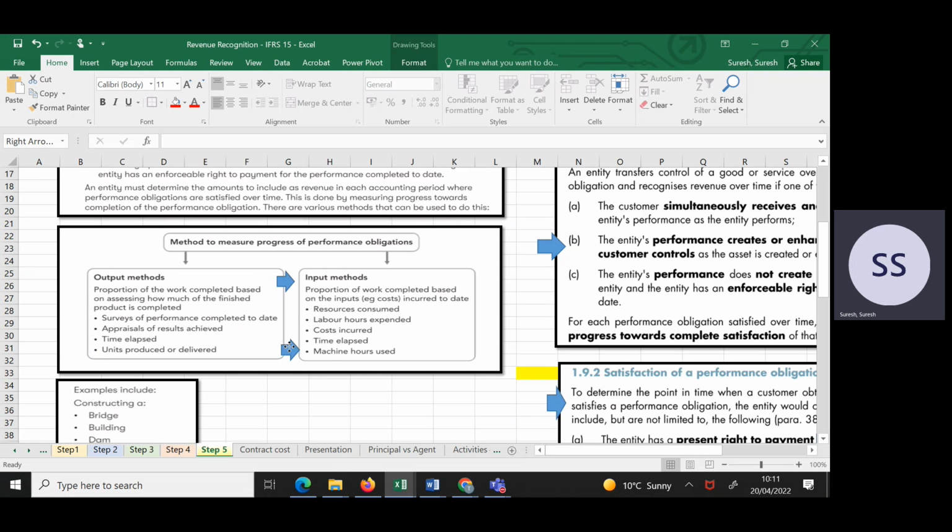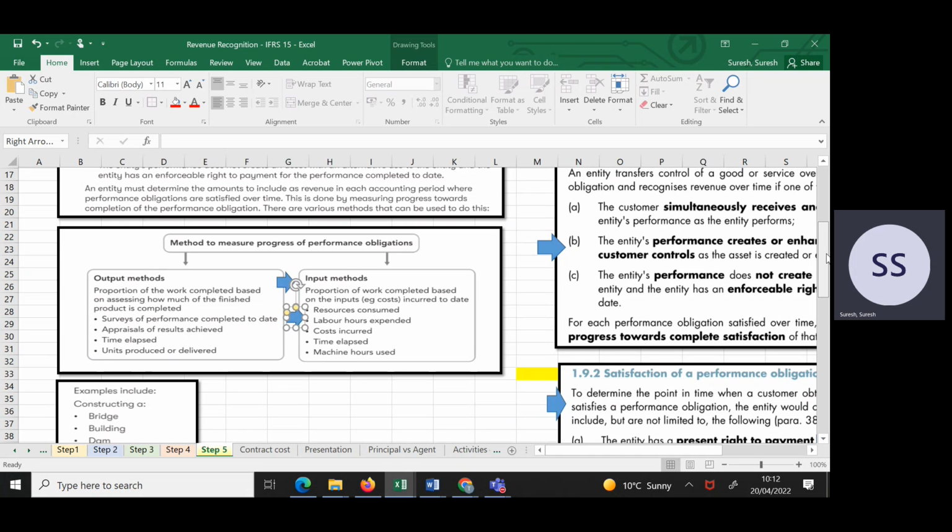And now the input method is where it depends on the input materials, input resources, right? For example, if I measure that I need 400 hours in total to complete this work, and I have completed 100 hours of work, then based on my input hours, 1/4, or 25%, of the work would be considered as satisfied.